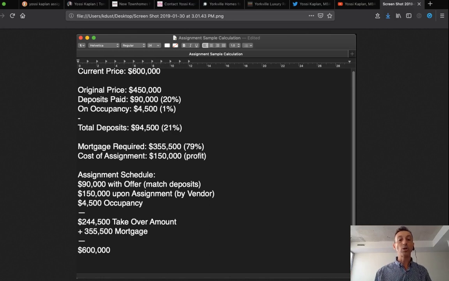All right? So your takeover amount is $244,500, which is the 90 plus 150 plus 45, that gives you 244,500. And then the mortgage amount is 79% of the original price, and the total is 600. I just did this like we used to do in grade 8 math in class to show you that this whole thing comes back to the right number. So we started with a 600, we broke it down, and then we put it back together to arrive back at the 600. Okay, pretty good.